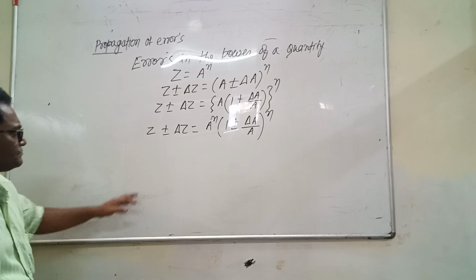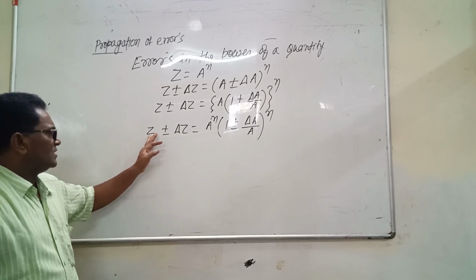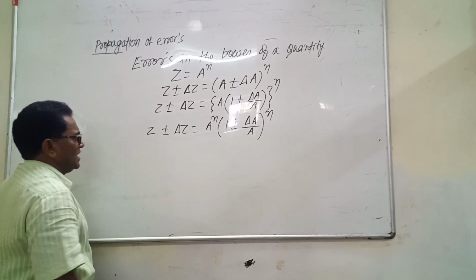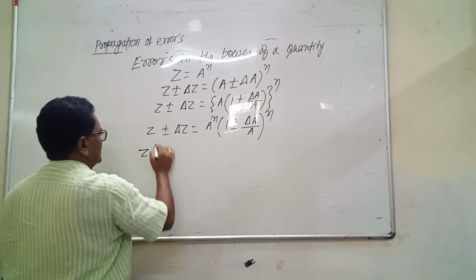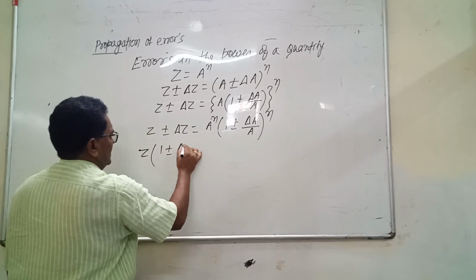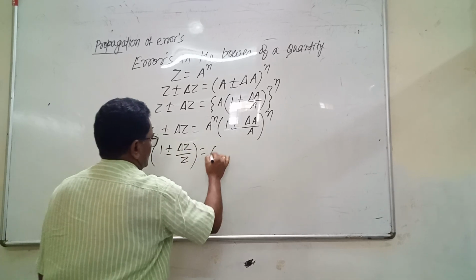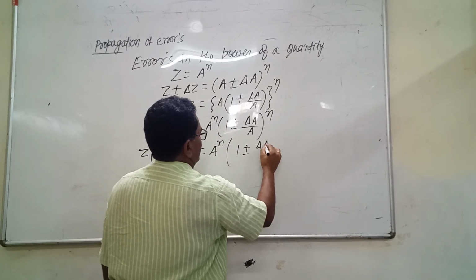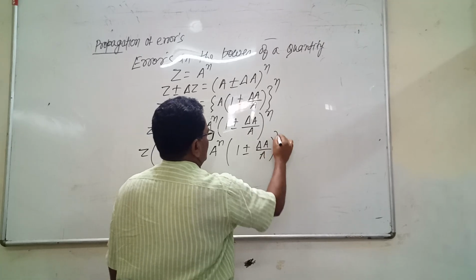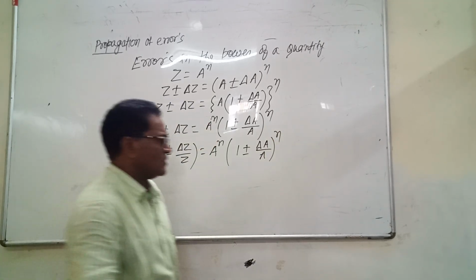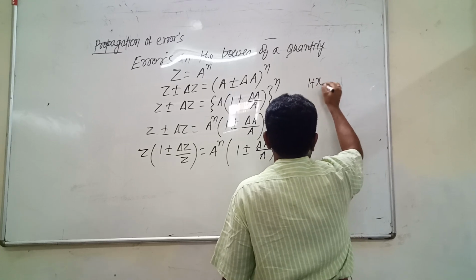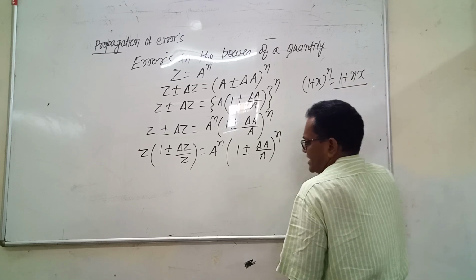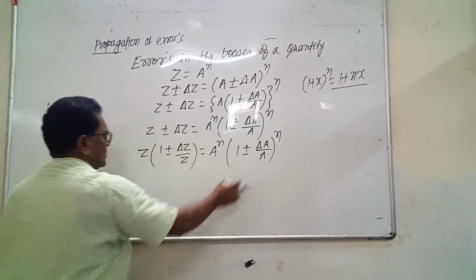Now, we take Z as common from the left side. So we get Z times (1 plus minus delta Z by Z) equals a raised to the power n times (1 plus minus delta a by a) raised to the power n. Again we use the previous formula, (1 plus x) raised to the power n for two terms is 1 plus n into x. So we will expand using this formula.